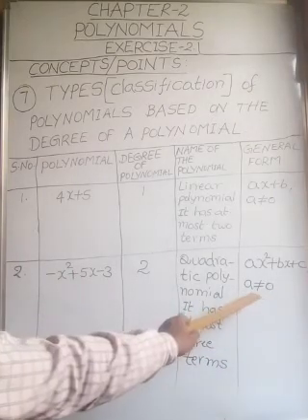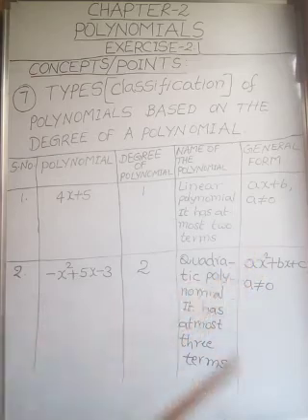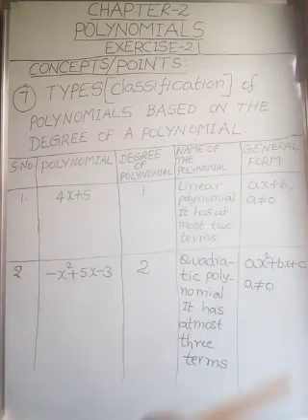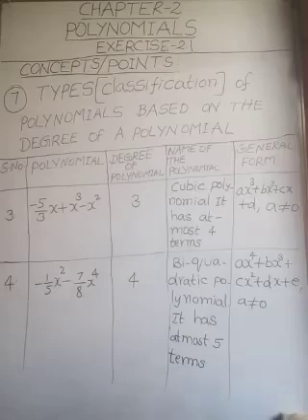If a is equal to 0, then this term vanishes. It disappears. So a should not be equal to 0. This is the general form of a quadratic polynomial. Is it clear, my dear children? Right. Now let us take another example.